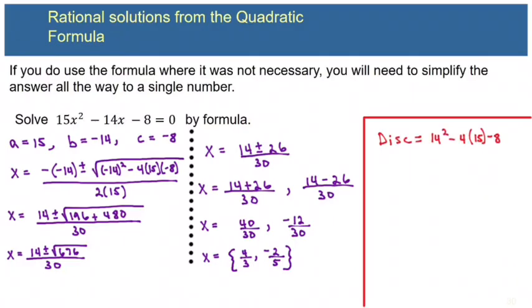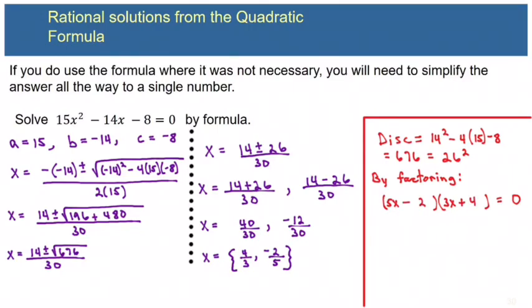Instead of doing that, if we had just noticed that the discriminant was a perfect square, we might have tried to factor instead of going through the formula. So let's try it by factoring now. 15x squared can be broken down into 5x times 3x. The last term is negative, so I know the signs here need to be different. And 8 could be given by 4 times 2. Now let's check our outer plus inner.